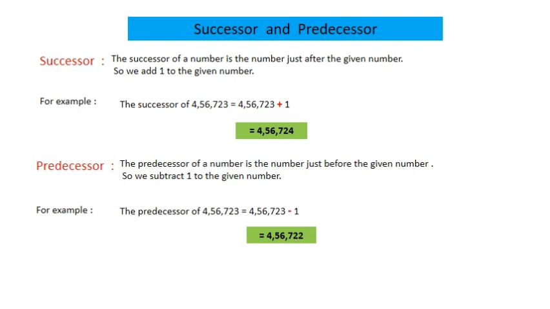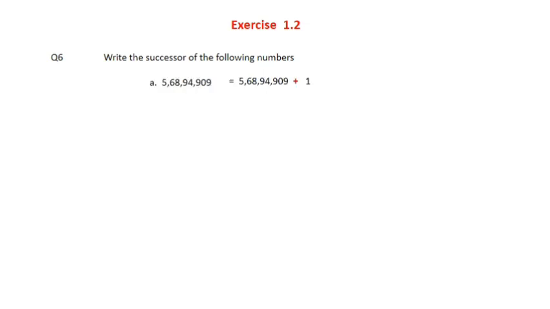Student, do you understand what the successor and predecessor are? In a successor, what do we do? We just add 1. And in a predecessor, what do we do? We subtract 1. Now let us see exercise 1.2. Question number 6 is: write the successor of the following numbers. Let us see the first number. It is given 5 crore 68 lakh 94,909.